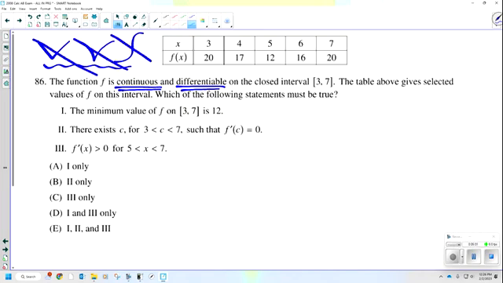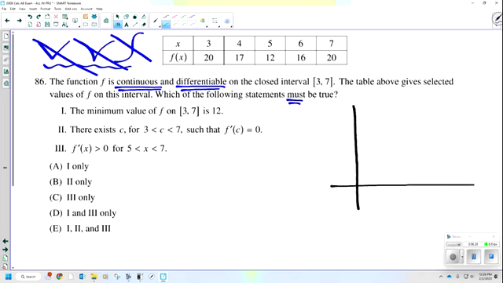Okay? This table above gives selected values of f on the interval. Which of the following statements must be true? Don't look at these scenarios here, 1, 2, and 3, and try to find one that might happen some of the time. We need to find the one, or maybe more than one, that happens all the time. I'm going to draw a little graph here just for visual.